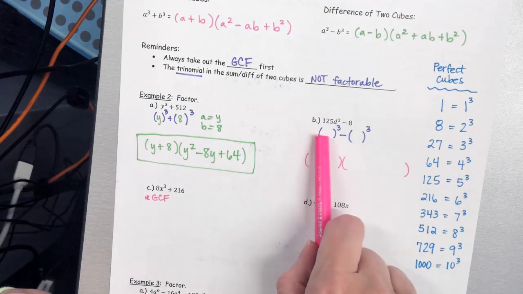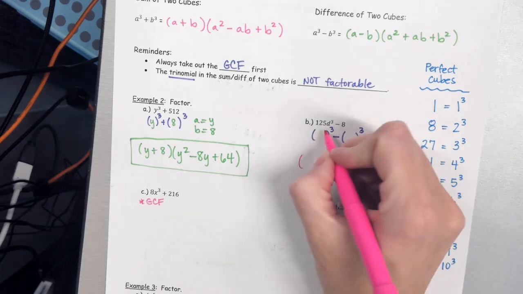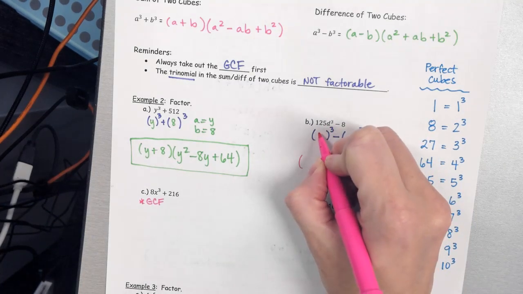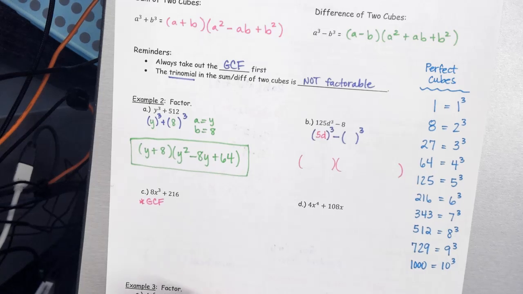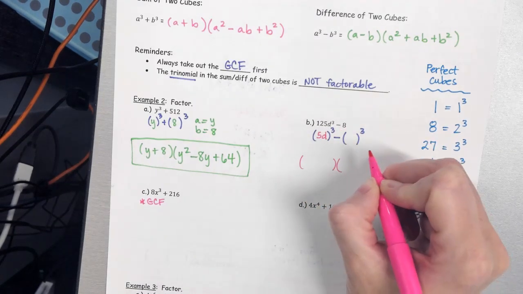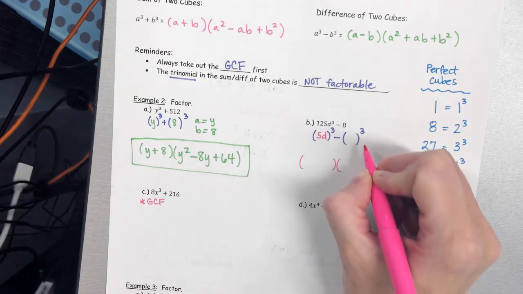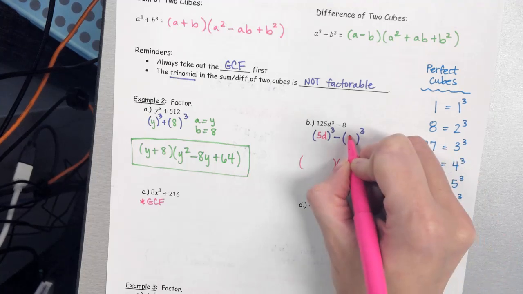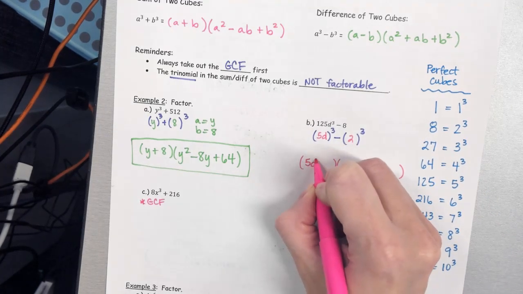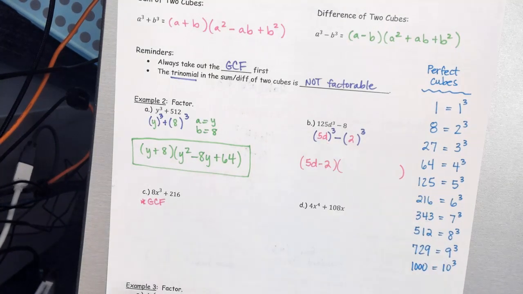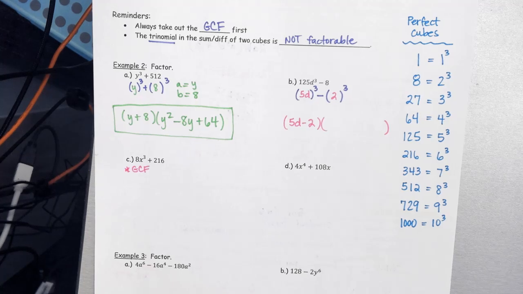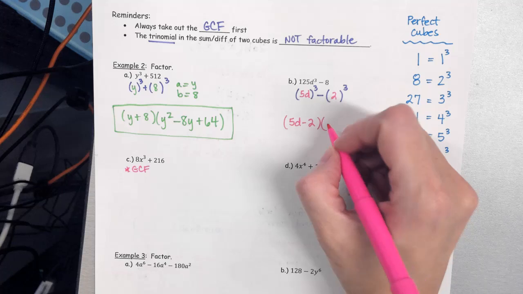Okay, so in the first one, what to the power of 3 was 125d cubed? 5 what? 5d. Yep, so you got to have your variable with it. And then what to the third power for 8? What did you just put in there? 2. Okay, so then the start, 5d minus 2. Great. Now here, when you square it, remember, it's 5d times 5d. So what's that? 5 times 5, d times d, 25d squared.